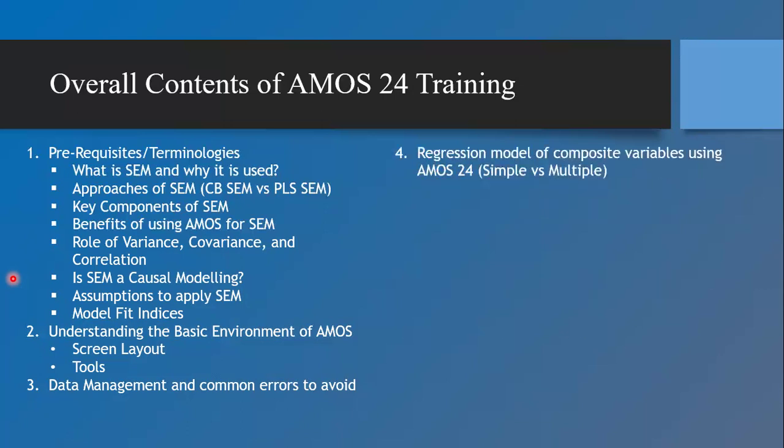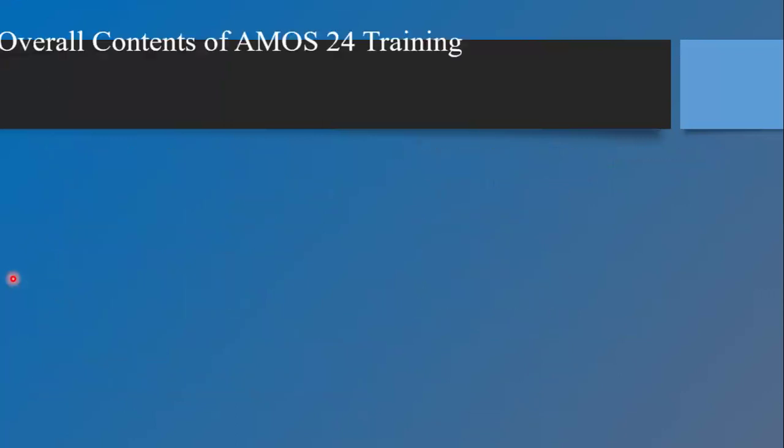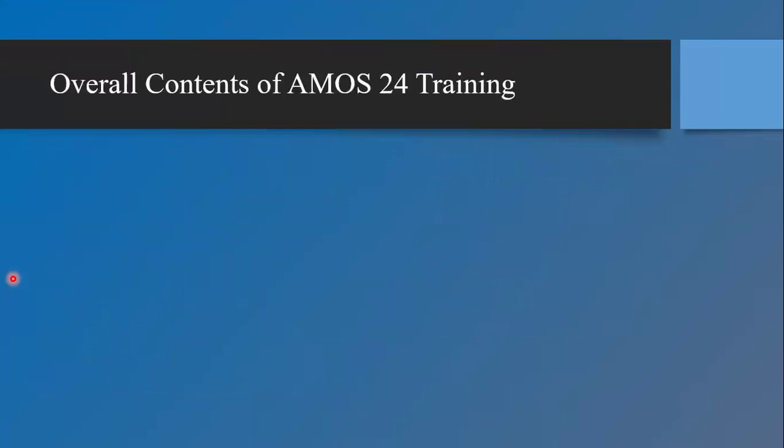Then I will try to estimate a regression model of a composite variable using AMOS 24. That would be a simple versus a multiple regression composite model. It will include the measurement model, the model fit indices, the estimates, the convergent validity, the discriminant validity, the structural model and estimates.